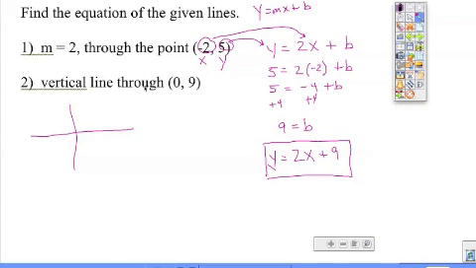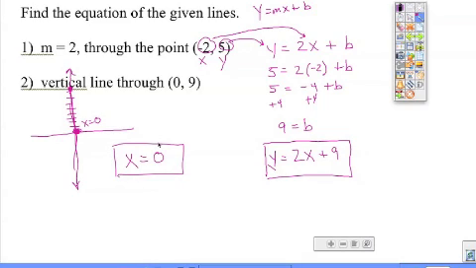If it's a vertical line through 0, I have a vertical line going down through the y-axis. Well, that's hitting the x-axis at 0. So the equation of that line is x equals 0. The equation of any vertical line is going to be x equals whatever that x coordinate is. That's the equation of my vertical line.